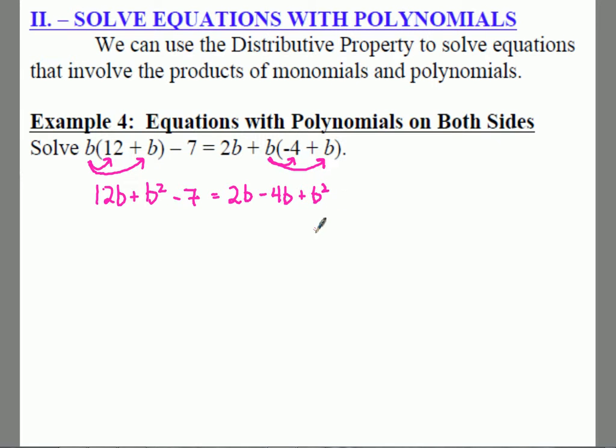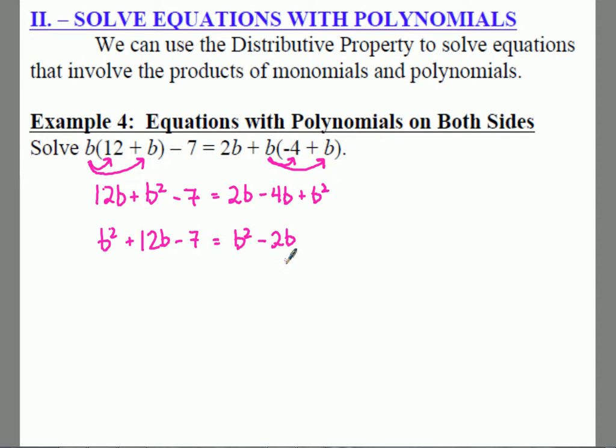So let's combine like terms on the same side of our equal sign. Let's write anything in standard form. So I'm going to move the b squared out front here. So we're going to say b squared plus 12b minus 7. And that is equal to, now 2b minus a 4b, that's going to give us a -2b. But I want to write my b squared first. So let's write our b squared first. And then we're going to have negative or minus 2b.